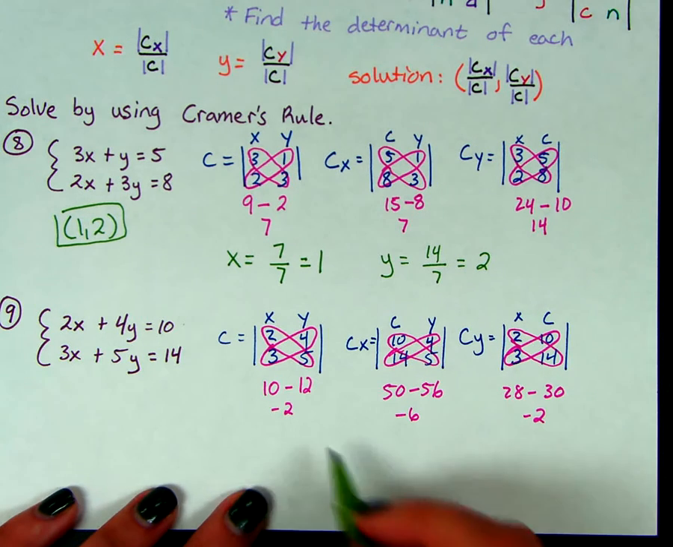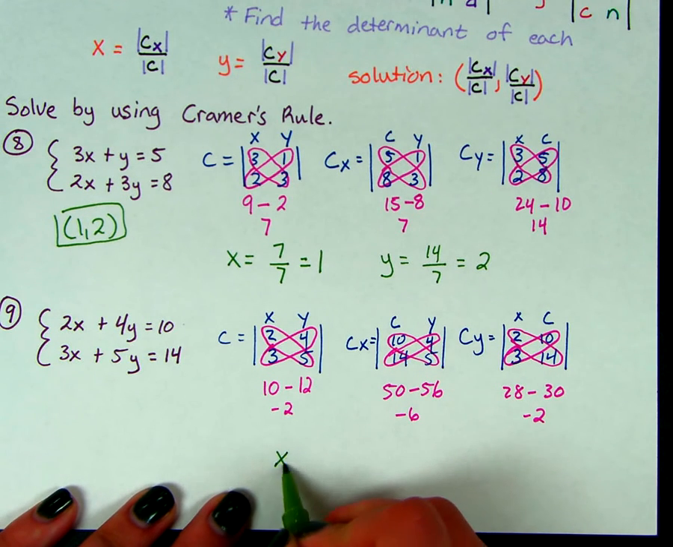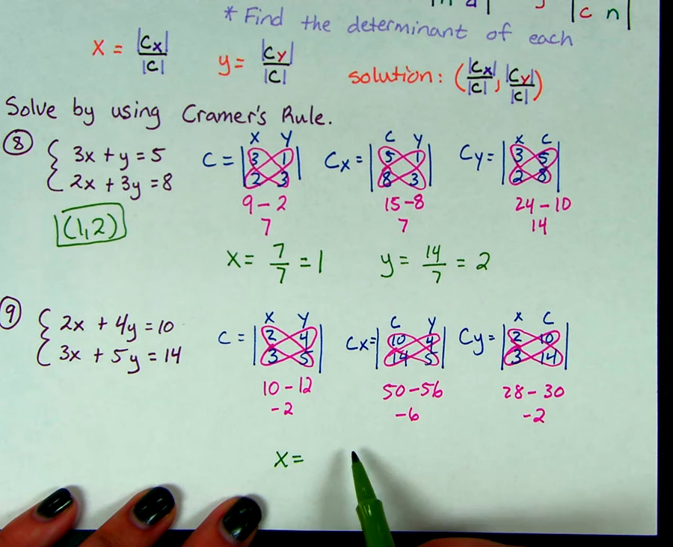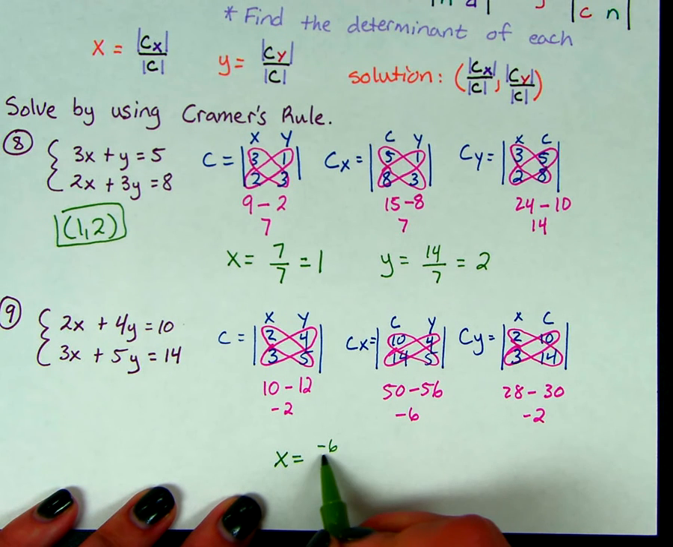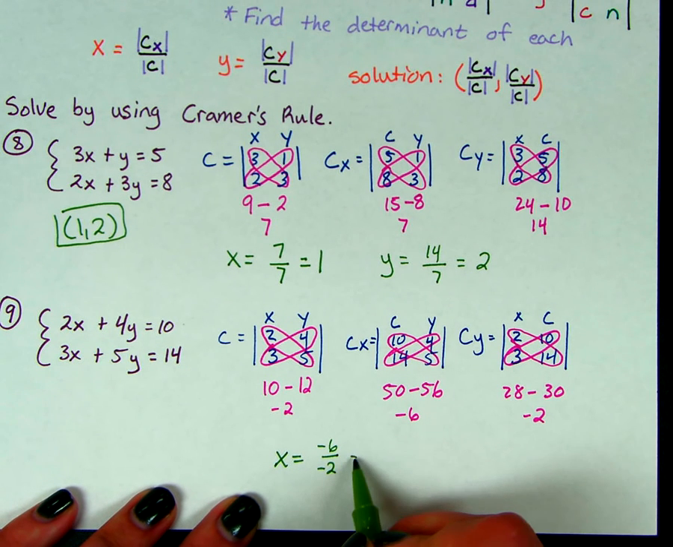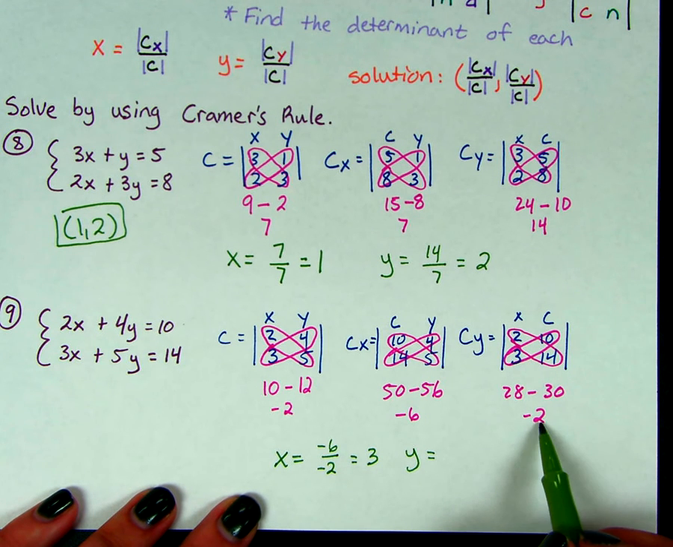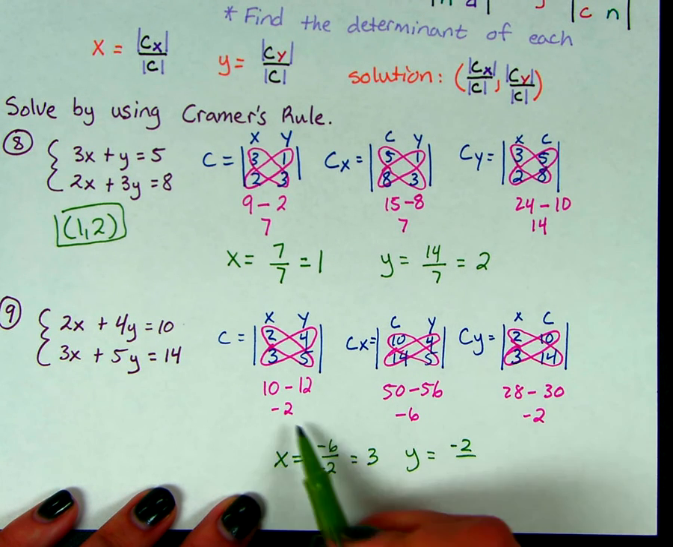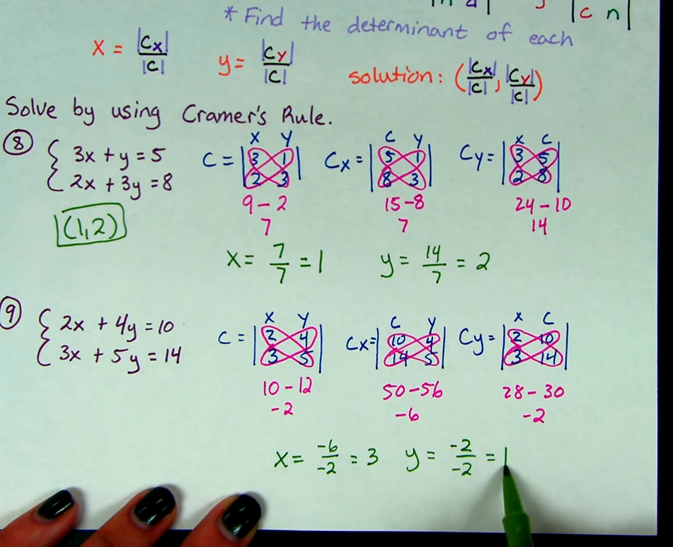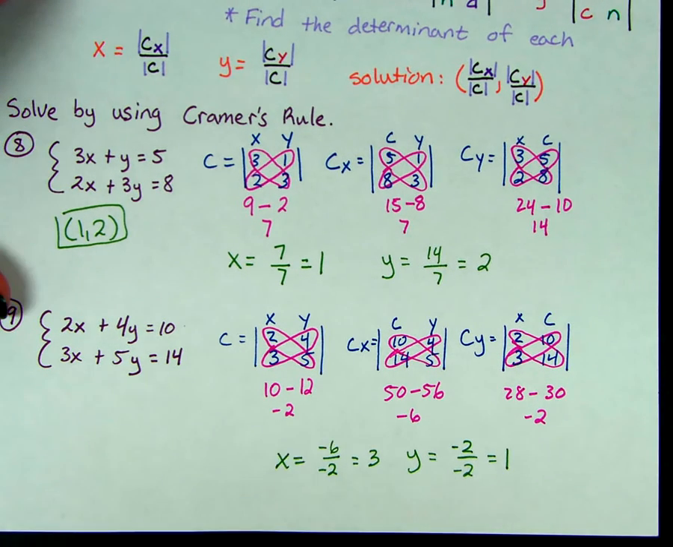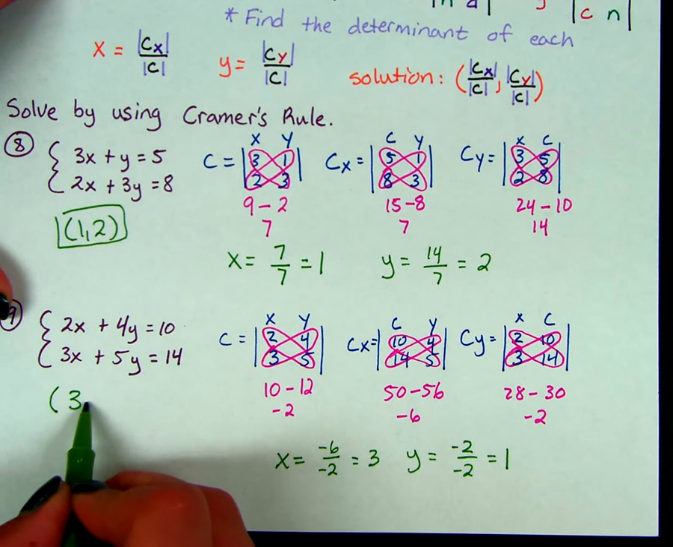So x will be, again, our CX matrix, so negative 6 divided by C. So if we simplify, that gives us 3. And then our y coordinate is our CY, so negative 2 divided by negative 2, which simplifies to be 1. So again, our point of intersection is going to be 3, 1.